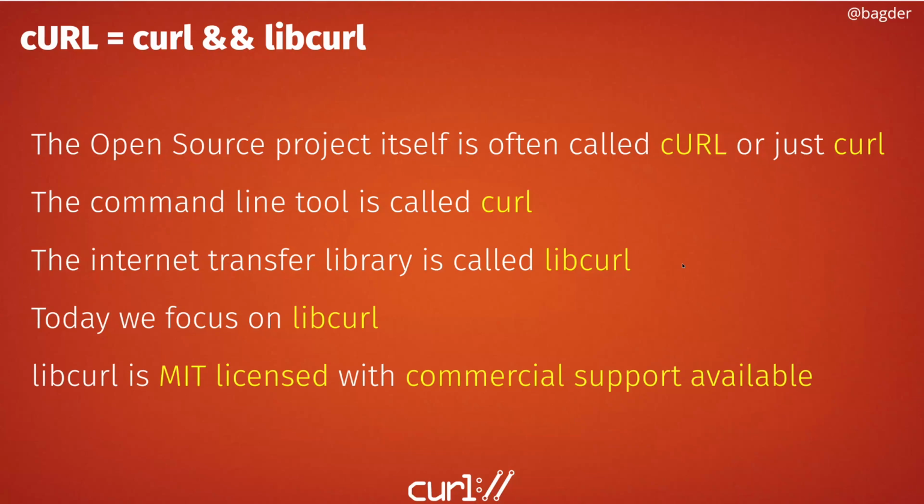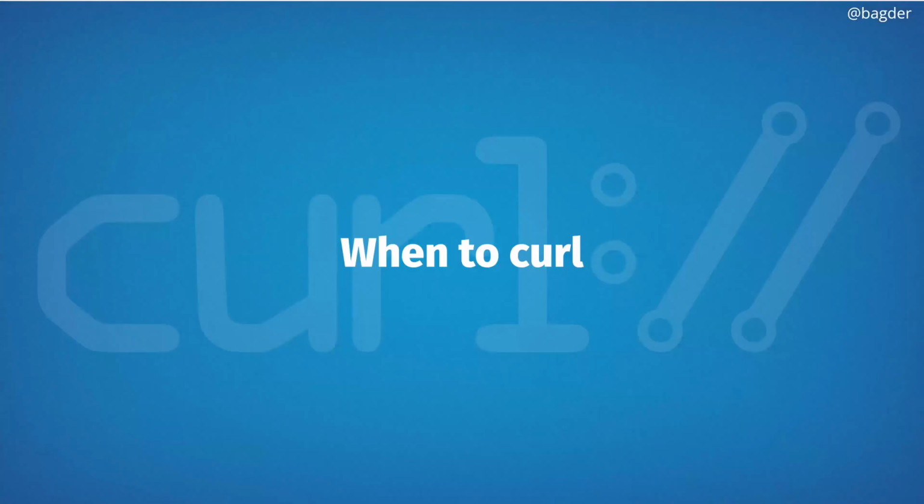Libcurl is MIT licensed. It's not strictly MIT, but it's essentially next to an MIT license. It has the same conditions. It's actually a tweaked MIT, so it's not exactly identical, but still it's the same. And of course, there's commercial support available. I'll get back to that quickly in the end too.